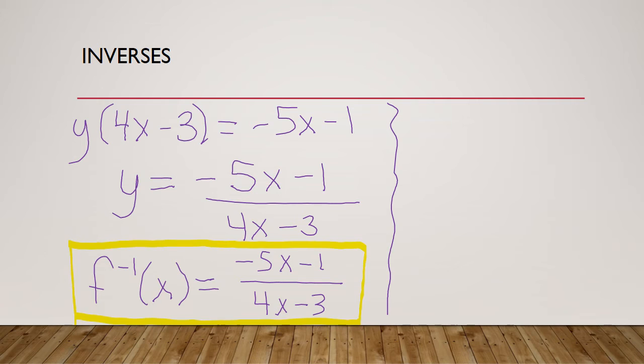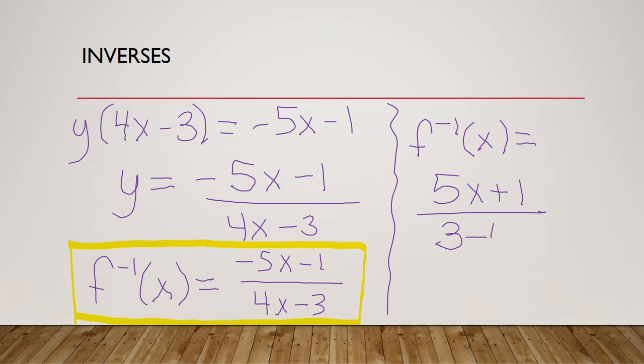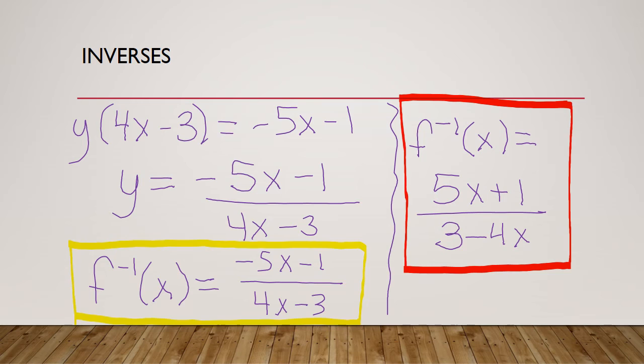So let me just show you. If you were doing this by yourself and you moved the y's to the right and the not y's to the left, you will have f inverse of x equals (5x + 1)/(3 - 4x). And that too is correct. Okay, these both represent the same function. So that too is correct.